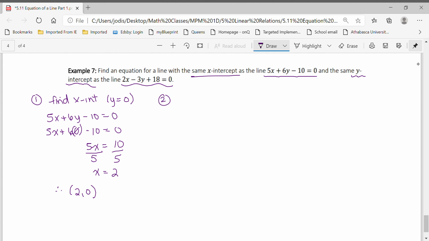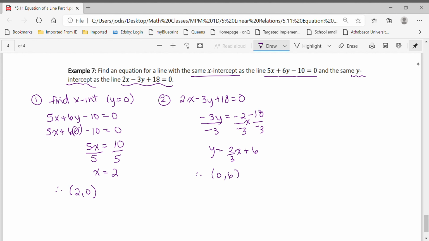Next, we need to find the y-intercept from this line. So 2x minus 3y plus 18 equals 0. So you can set x equal to 0, or you could just rearrange. So I'm just going to rearrange because I think that's kind of easier sometimes. So we've got y equals 2 over 3 x plus 6. So therefore, my y-intercept is 0, 6.